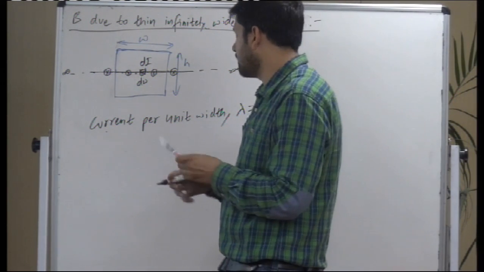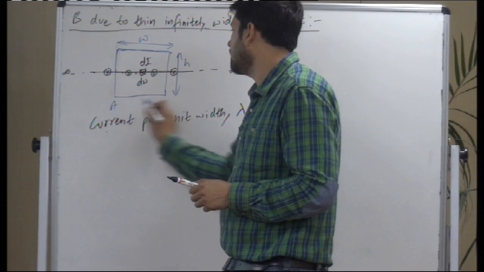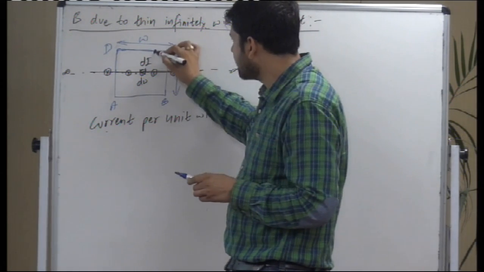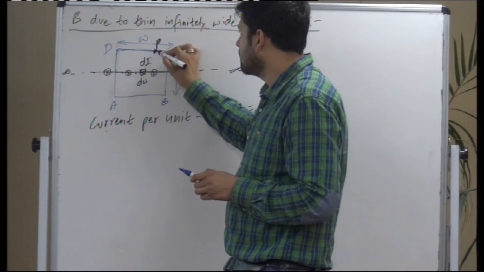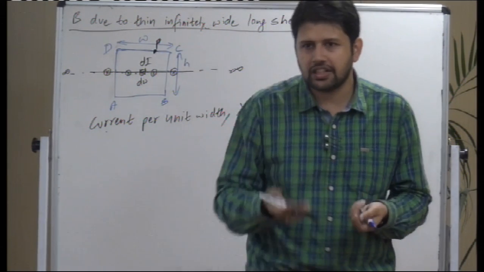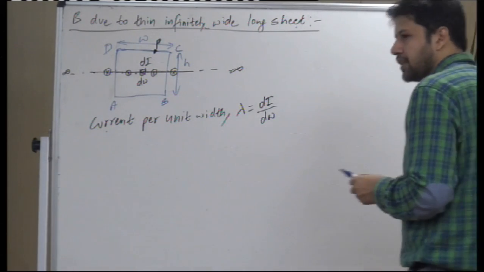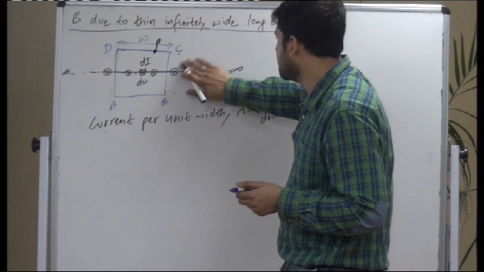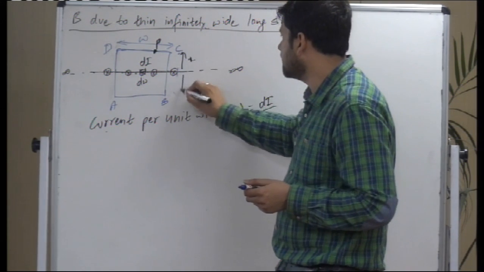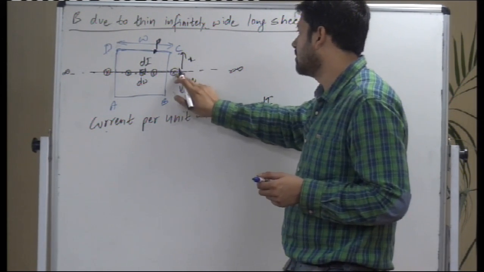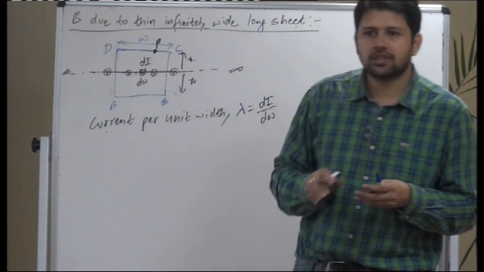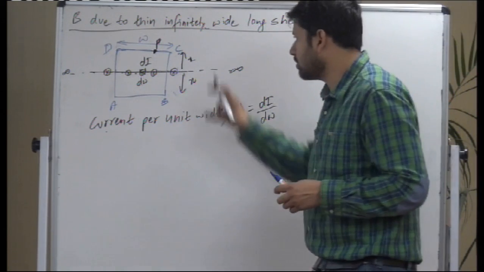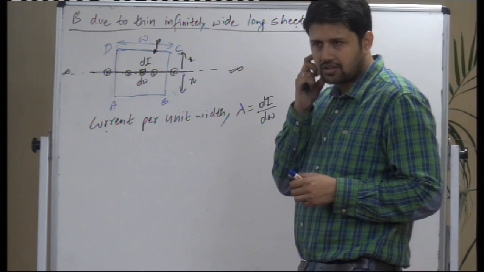So let me mark the points A, B, C, D, and the point of interest was this P. P is the point where you wanted to find the field, right? If you want, you can take the distance from the sheet to be x. So if this is x, this has to be x also. We draw the loop symmetrically, right? So the height is 2x, right?